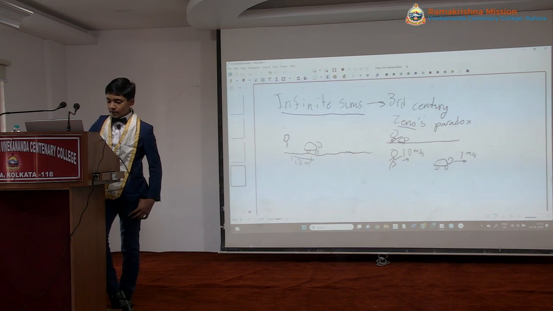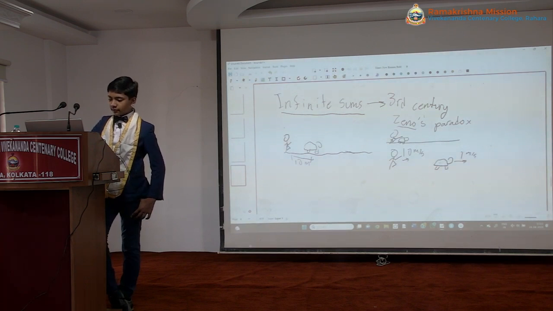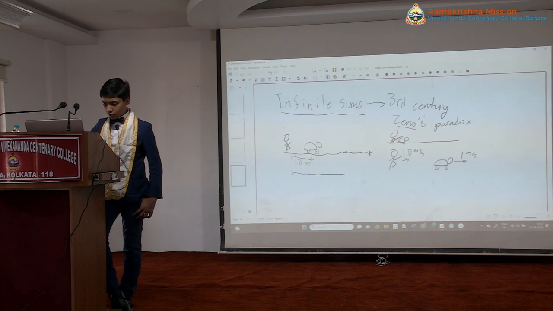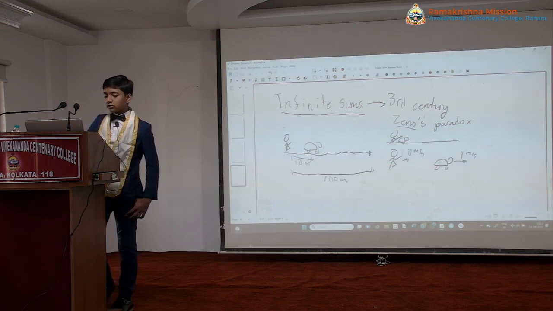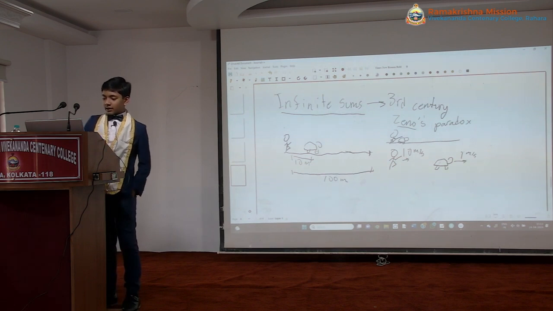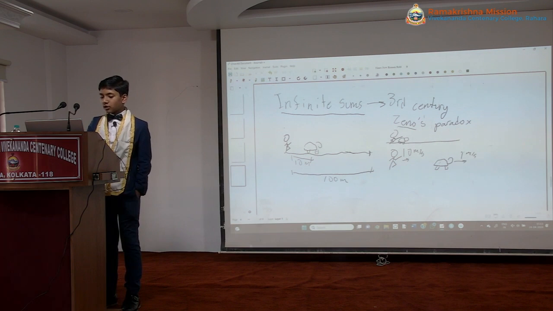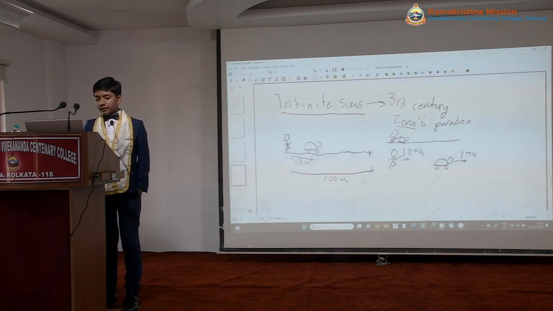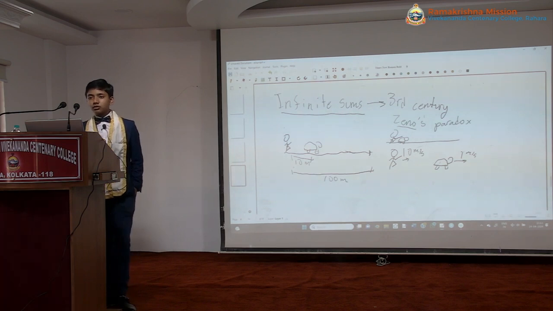So, what happens? And we're not going to say the race is infinite. Let's say that the finish line is 100 meters away, all right? So who do you think is winning the race? Achilles, who moves at 10 meters per second, or the tortoise, who moves at 1 meter per second, but has a 10-meter head start? Who do you think wins?